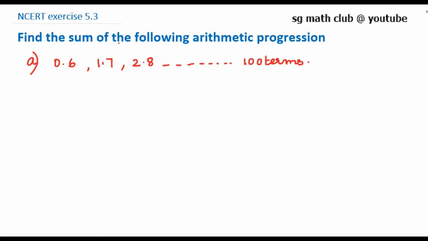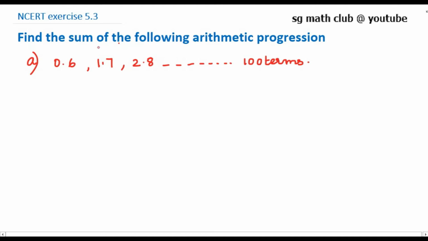We have already learned about arithmetic progression, the nth term of an arithmetic progression, and also the sum of n terms of an arithmetic progression. The formula to find the sum of n terms is Sn = n/2 × (2a + (n − 1)d). So in today's video we will do some problems based on that.